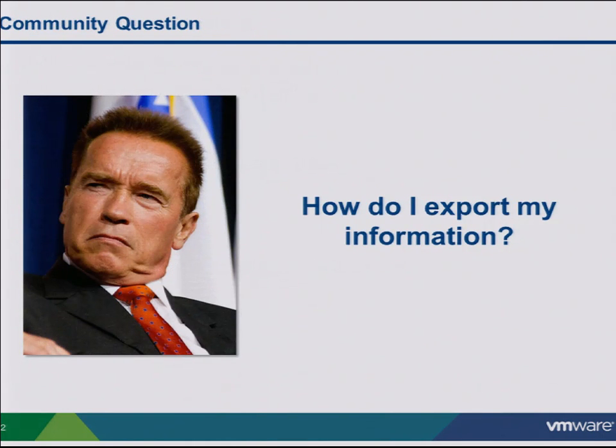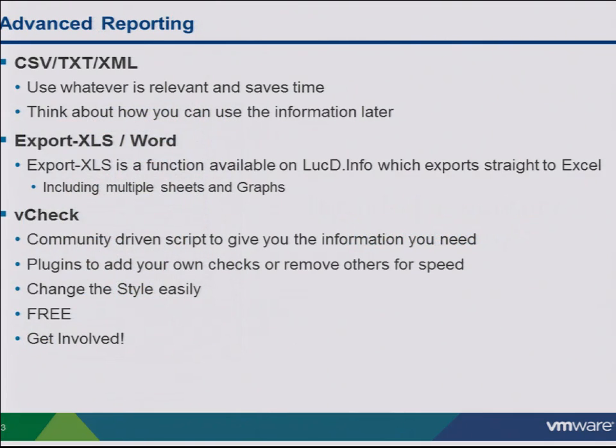So one of the other common questions that we get, not normally from Arnold, is how do I export my information? One of the great things about PowerCLI is the ability to run the Get cmdlets and export the information that it returns. And there's a bunch of ways of doing that. You obviously have the CSV, the text, the XML, and you would normally export those to a file, maybe use the data later on or send it off. But there's also other things that you can use as well.